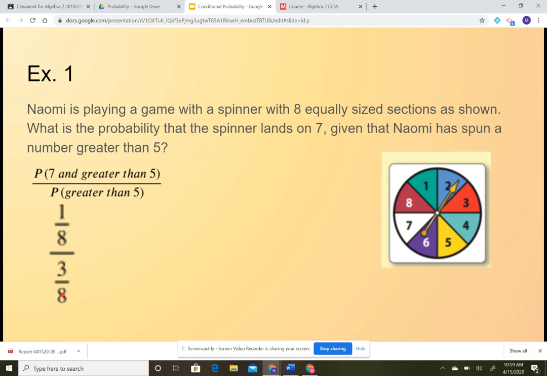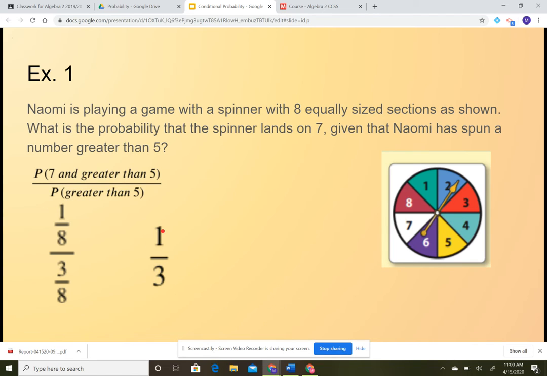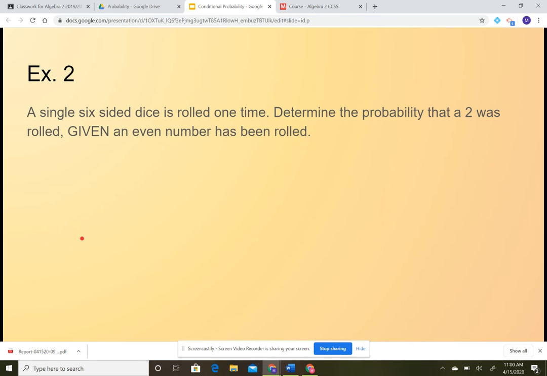Now, if you remember, when you divide fractions, you take the bottom fraction and flip it upside down. And when we do this, we can cancel out both of those 8s. So it actually reduces to the fraction 1/3. But if you notice, the 1 is how many of these numbers are 7 and greater than 5. And on bottom is how many are actually greater than 5. So I figured that's the easier way to figure out our conditional probability: instead of thinking of probability as fractions, we think of them as a number.